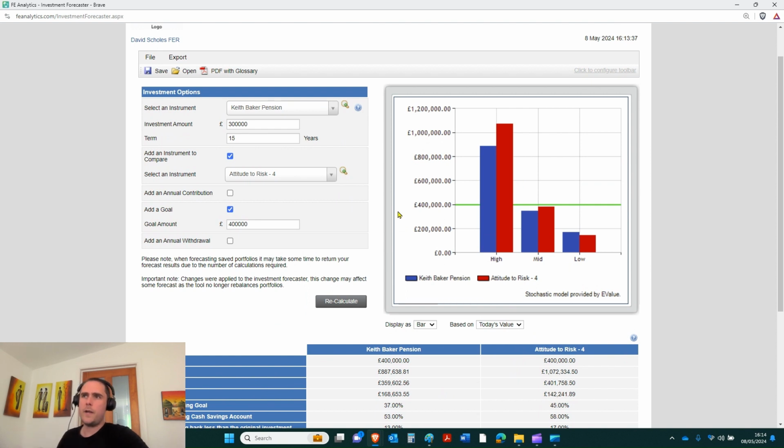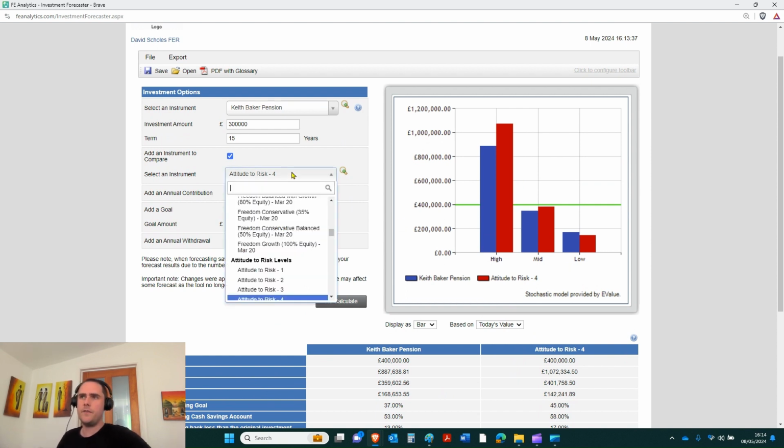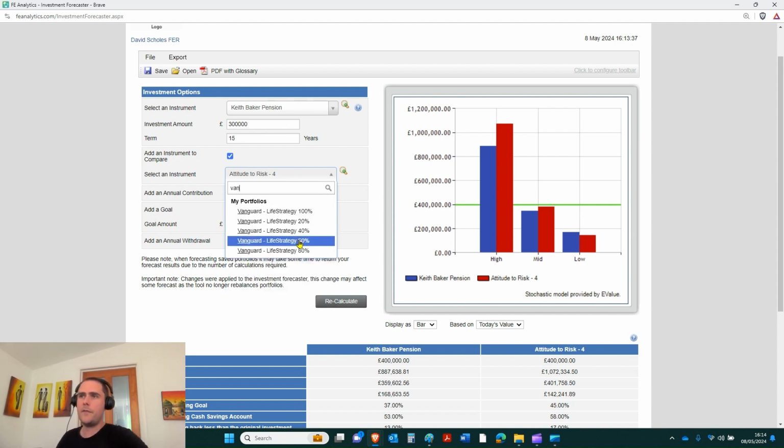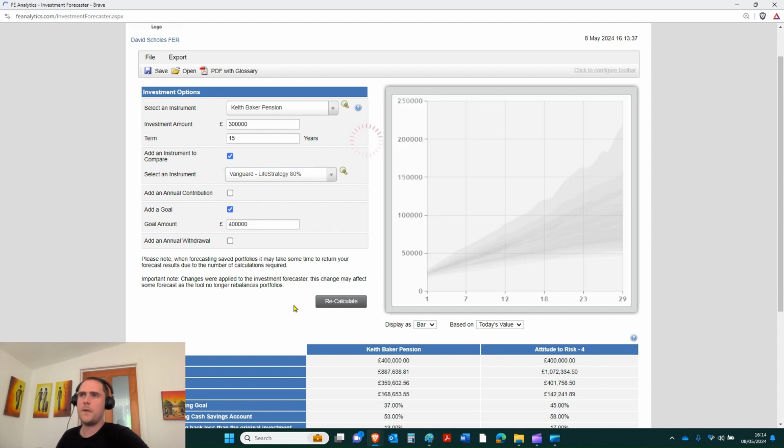Now, I want to change that up a bit more. I now want to compare solution versus solution. So I'm going to maybe compare this against the Vanguard Life Strat Fund. This is just one multi-asset fund. But again, if you want to blend multi-asset funds together, if you want to build your own portfolio, you can do exactly that. But I'm suggesting that this client will be much better off in a Vanguard Life Strategy 80%.